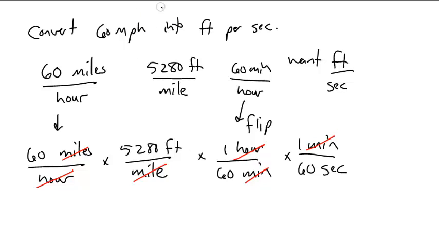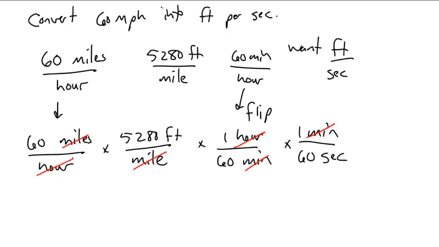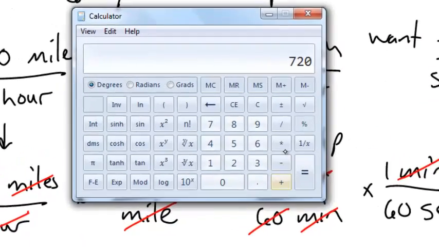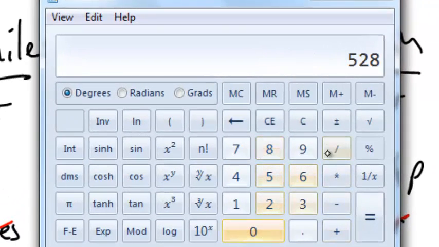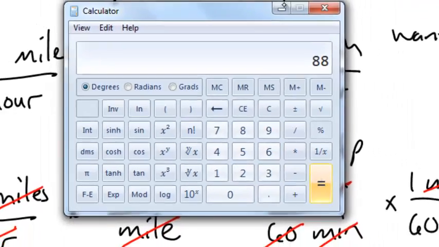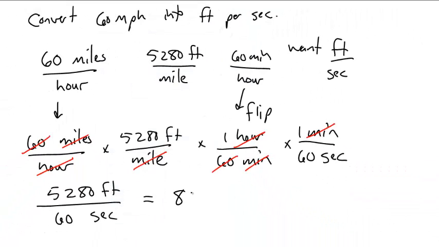And we are left with, what do we have? Hey, we have 60 up above and 60 down below. That is just a bonus. Cancel one of each of those. And we are left with 5,280 feet over 60 seconds. And if we divide 5,280 by 60, we will have 88. So this is 88 feet per second.